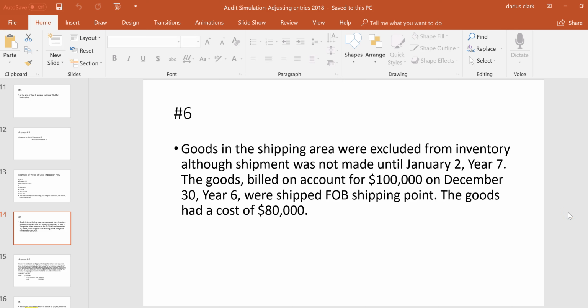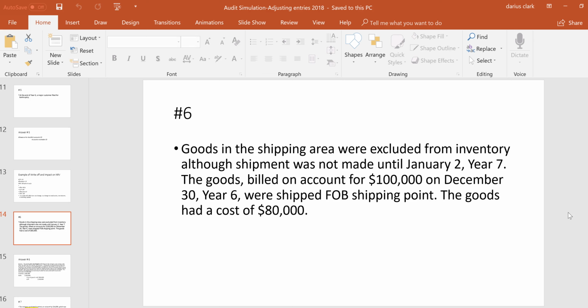Goods in the shipping area were excluded from inventory. They didn't count these, although shipment was not made until January 2nd, year 7, so it looks like they probably should have included these goods. The goods were billed on account for $100,000 on December 30th, year 6. They were shipped FOB shipping point, but they never made it out of the company. In year 6, they were still there until January 2nd, year 7, with a cost of $80,000.